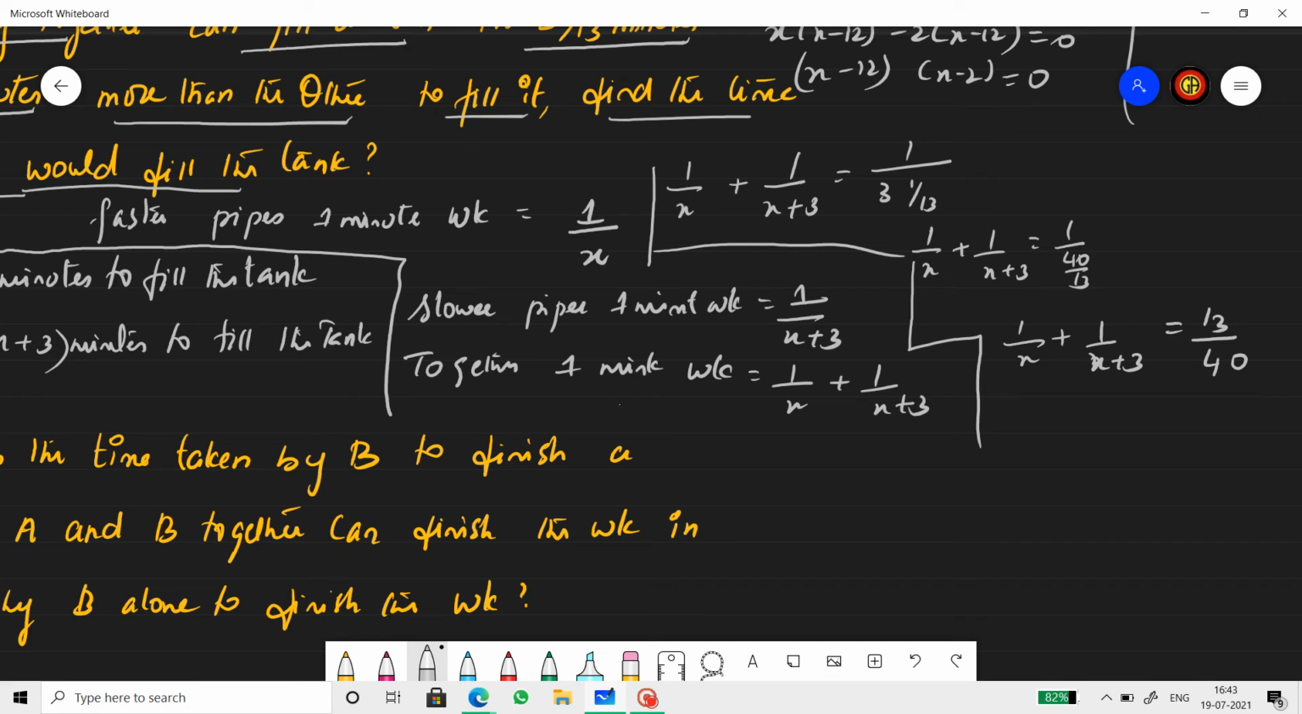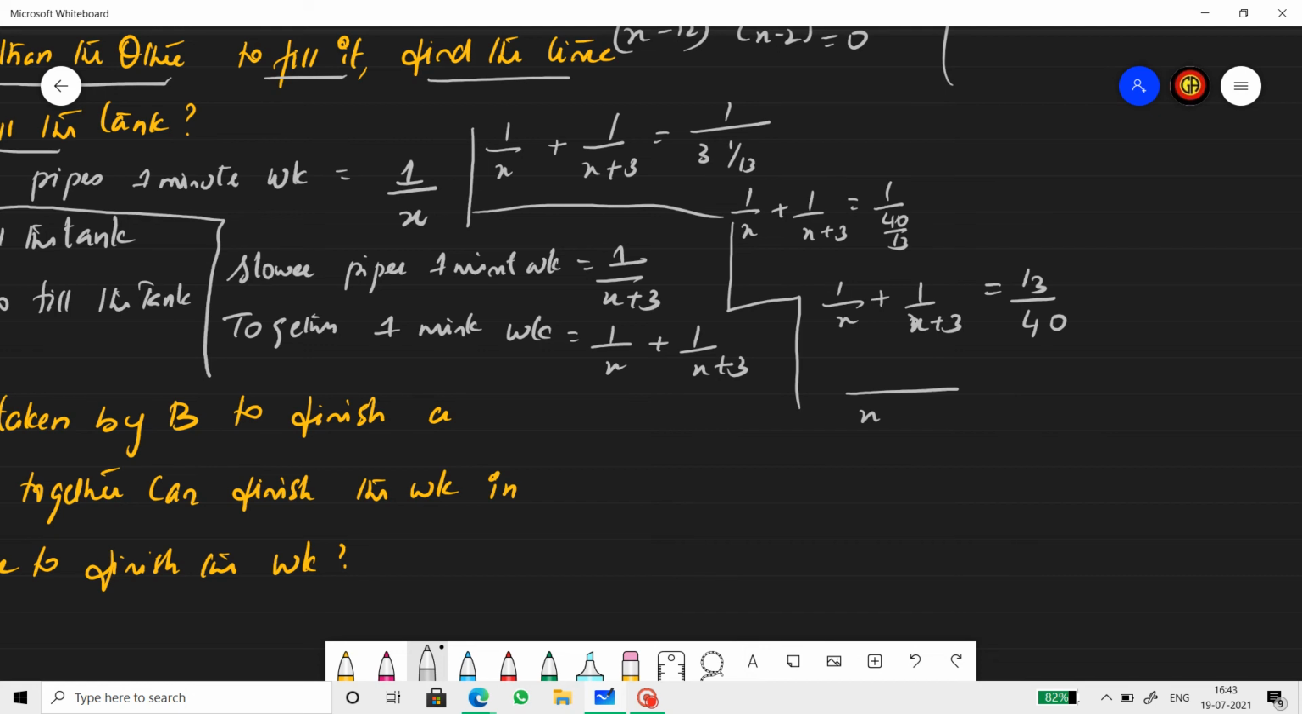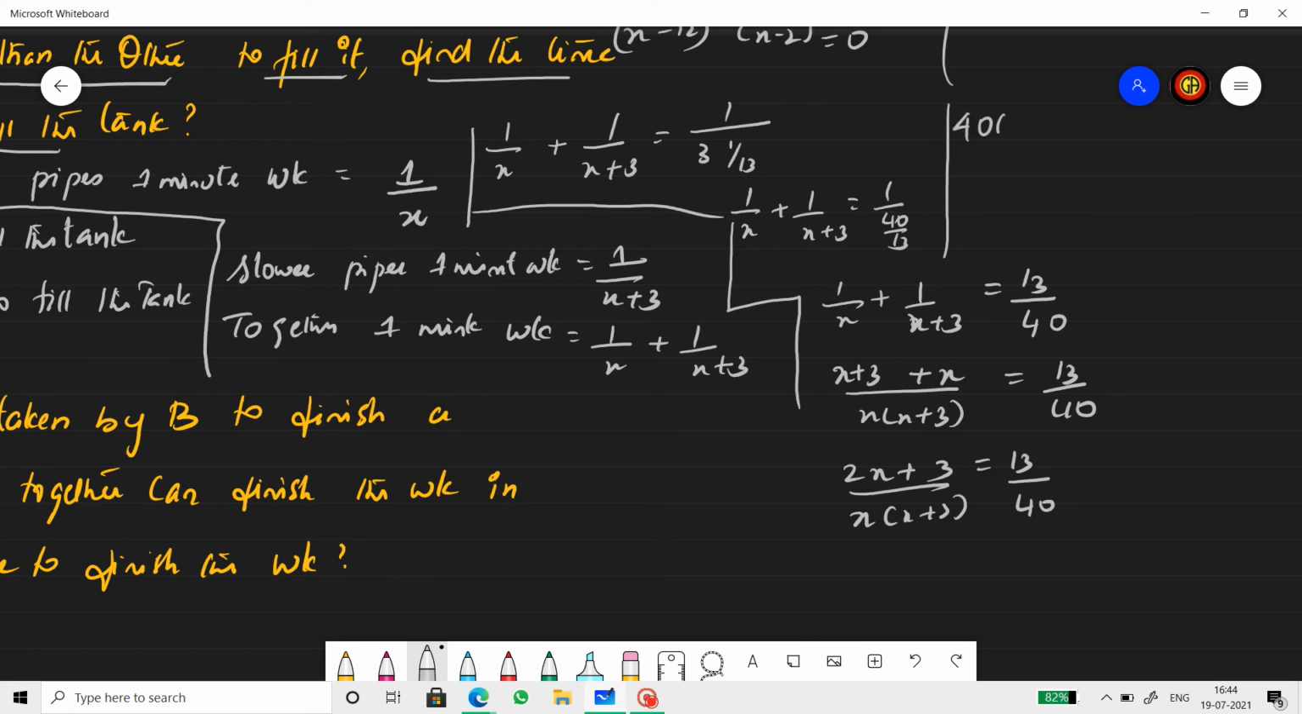Now take LCM as usual. The rest is normal solving. Let's take LCM. We get x into x plus 3 as our LCM. So x plus 3 plus x, that is 2x plus 3 by x into x plus 3, equals 13 by 40. If you cross multiply, you will get 40 times 2x plus 3 equals 13 times x into x plus 3. Simplify this. You end up getting a quadratic equation which is 13x square minus 41x minus 120 equal to 0.